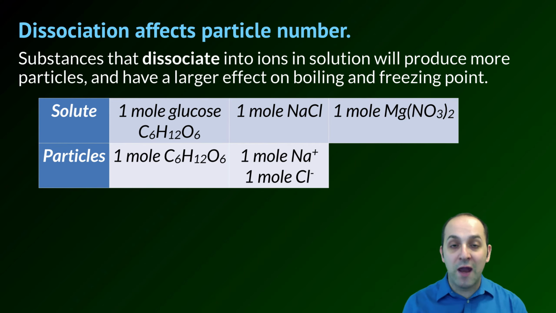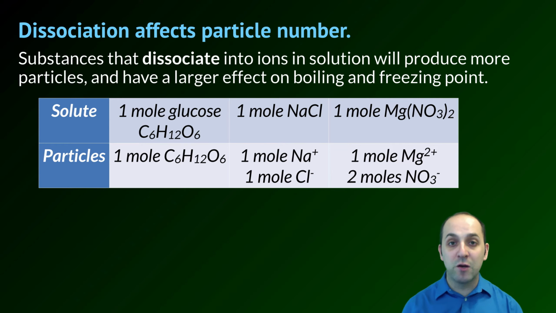Sodium chloride, on the other hand, is going to produce 2 moles of particles, 1 mole of sodium ions and 1 mole of chloride ions, because sodium chloride dissociates into its constituent ions when we put it into solution. For the same reason, magnesium nitrate is going to produce 3 moles of particles, 1 mole of magnesium ions and the 2 moles of nitrate ions.